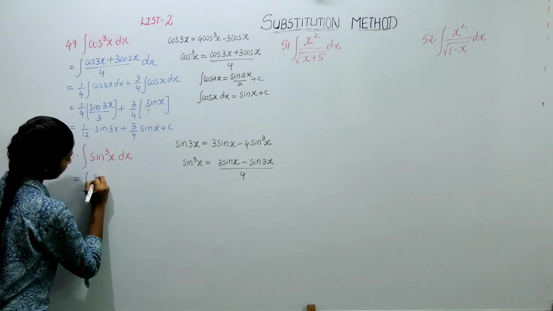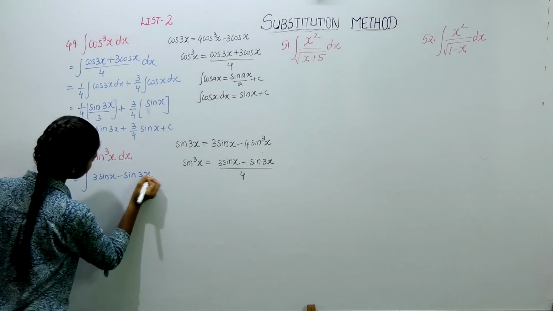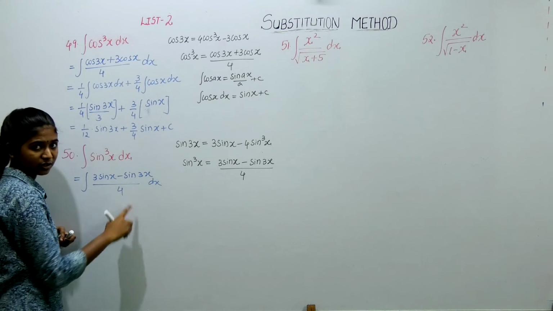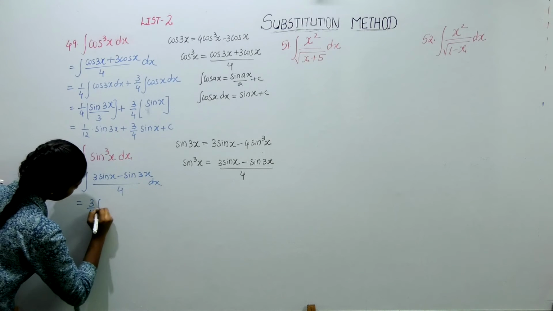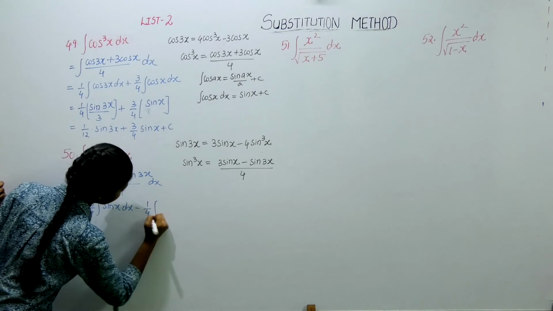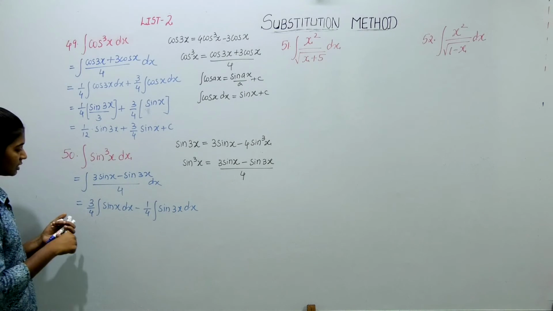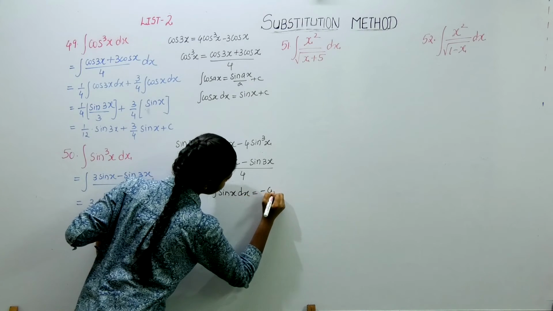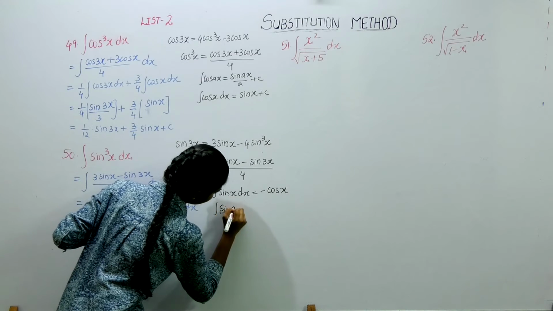In this place let me write (3 sin x minus sin 3x) by 4 dx. Now separating integration for each term and taking constant out of the integration, we have 3 by 4 integral sin x dx minus 1 by 4 integral sin 3x dx. Integral sin x dx is equal to minus cos x.